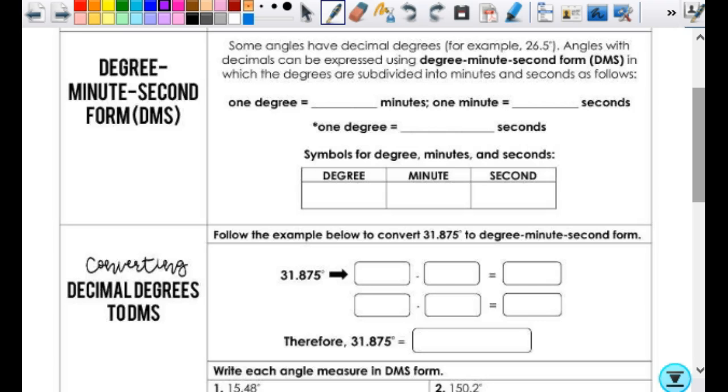But it says some angles have decimal degrees. For example, 26.5 degrees. Angles with decimals can be expressed using degrees, minutes, seconds form, in which degrees are subdivided into minutes and seconds. Just like hours are divided into minutes and seconds. But this has nothing to do with time.